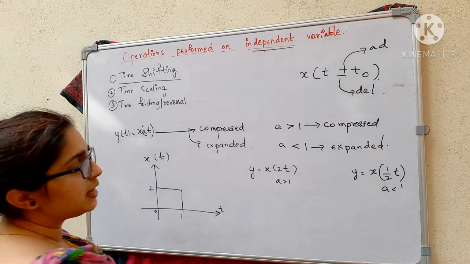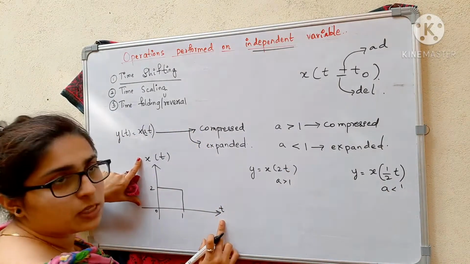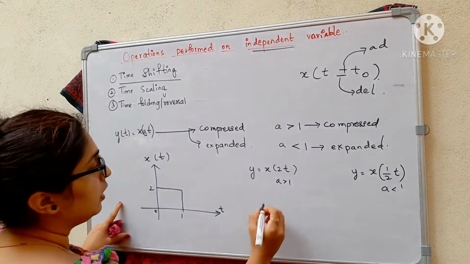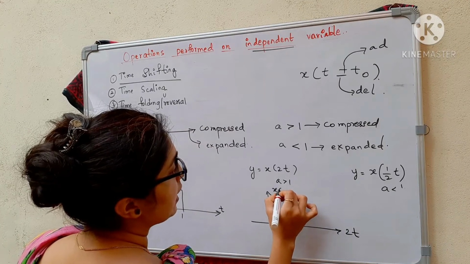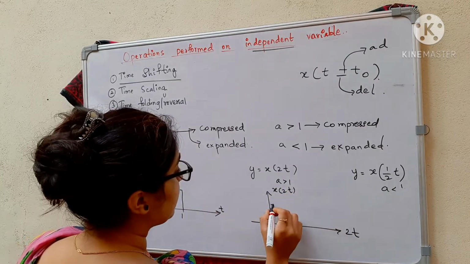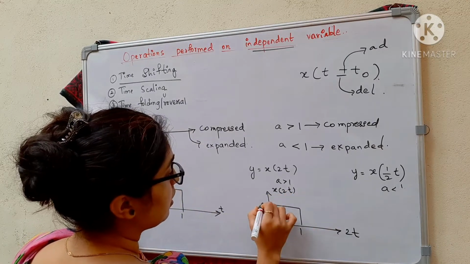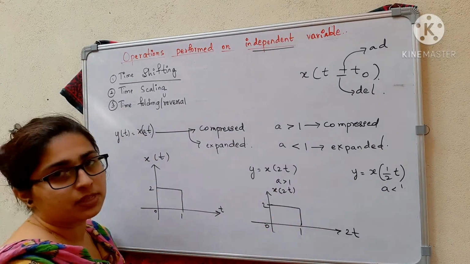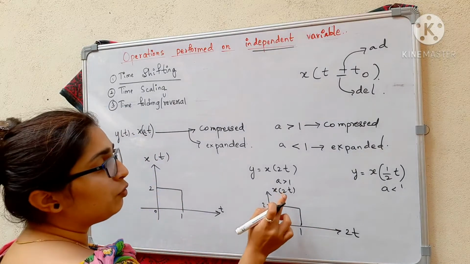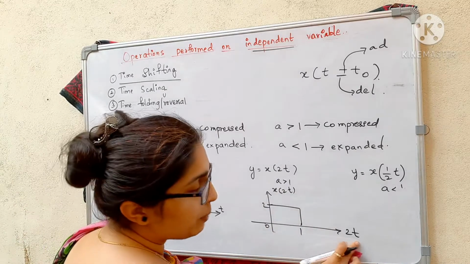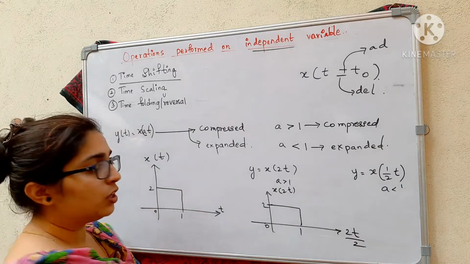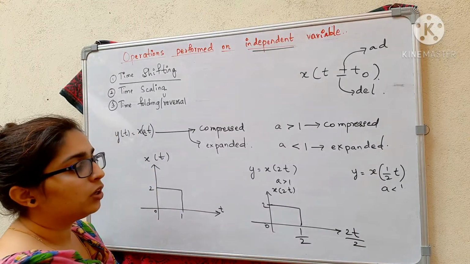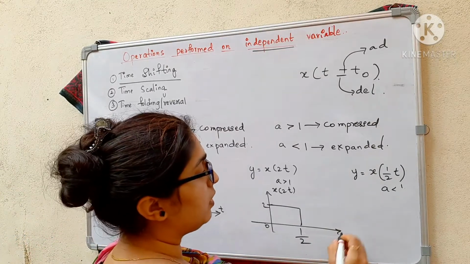If a is greater than 1, see, this is with respect to t, right? Now if it was with respect to 2t, this is x of 2t, it would be the same thing. That is, we will get the same signal. But now we have to find x of 2t with respect to t, not 2t. So what I will do? I will divide it by 2. So here also I will divide it by 2. So now it will be with respect to t.